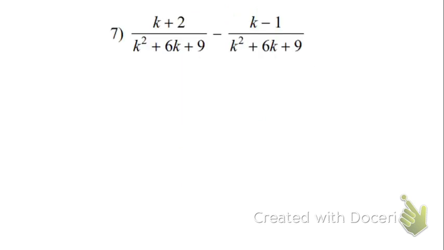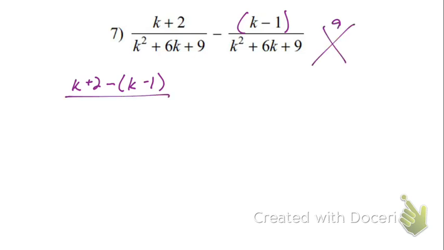Let's see if anything goes away. I have my k's. All right, so k plus 2 minus this, k minus 1. It's all over... Now I'm going to factor this. Two numbers multiplied to 9, add up to 6. That's 3 and 3. Or you could use perfect square trinomial. Either way, what we get is k plus 3 and k plus 3.